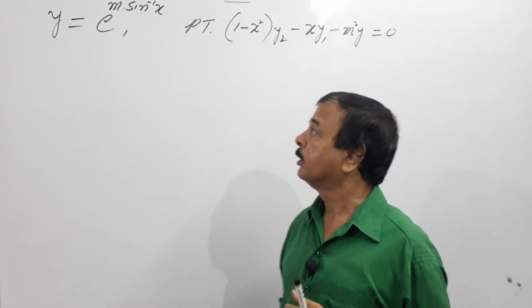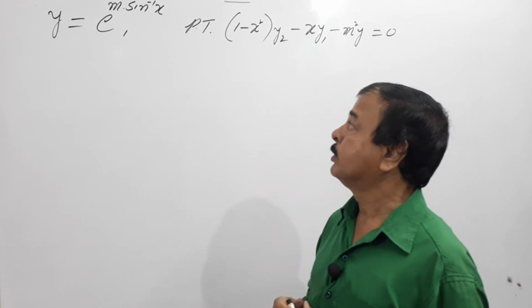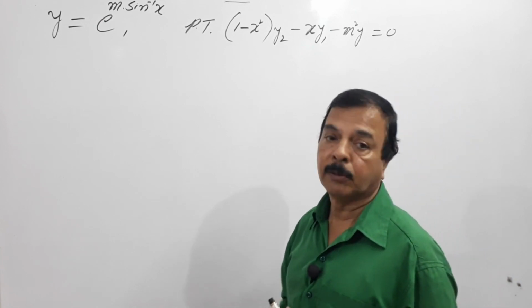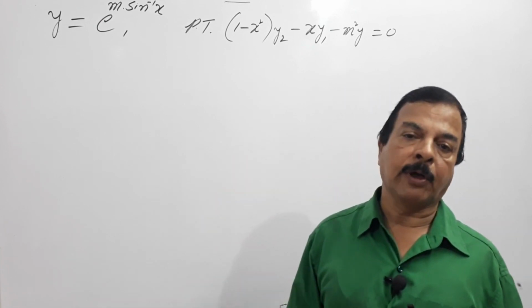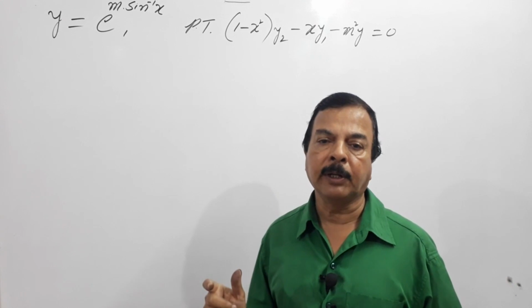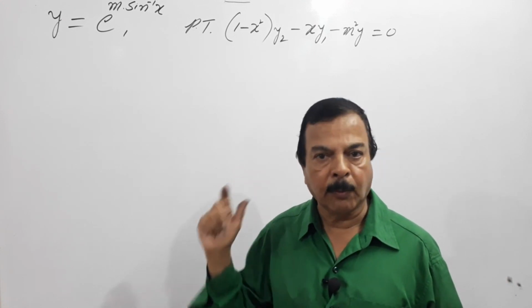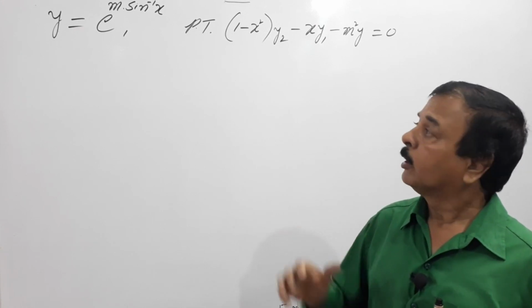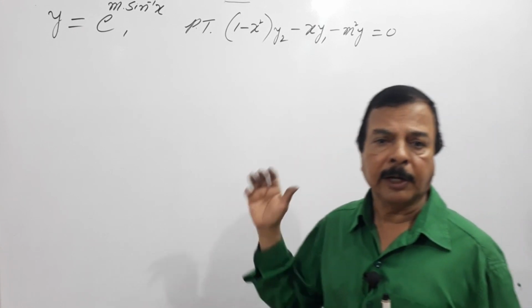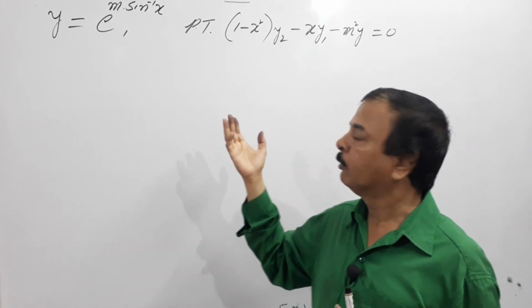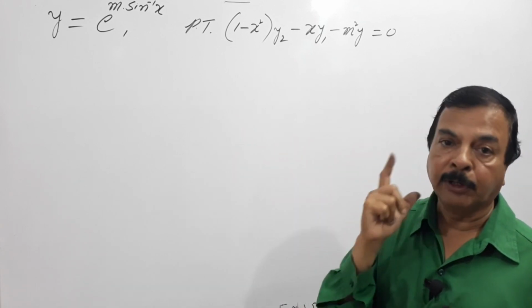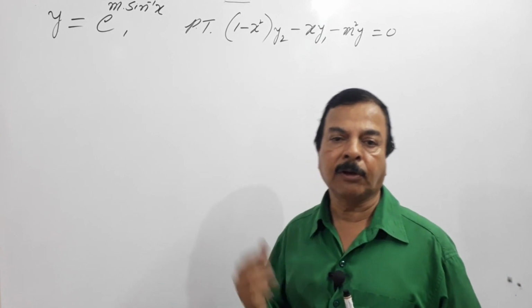So dear students, we have a problem, y equals e to the power of m into sin inverse x. Prove that 1 minus x square into y2 minus xy1 minus m square y equals to 0. So here it's a simple problem and very tricky, but if you know the procedure, the method, it becomes very easy for you, but you need to remember the formulas, otherwise you cannot go ahead.